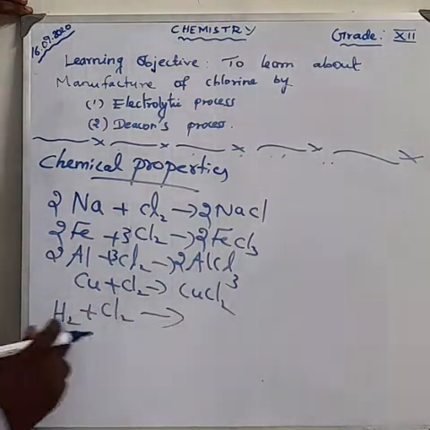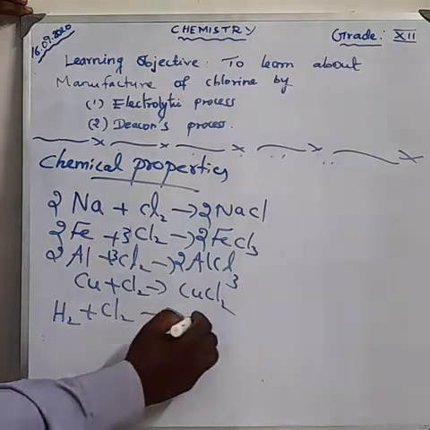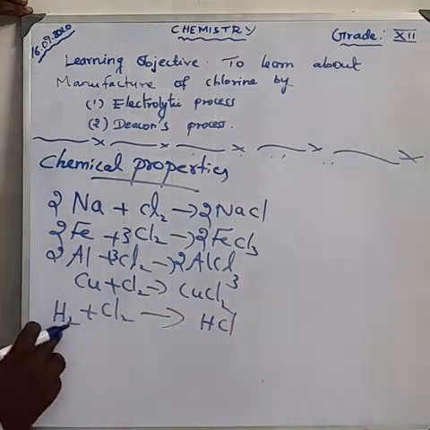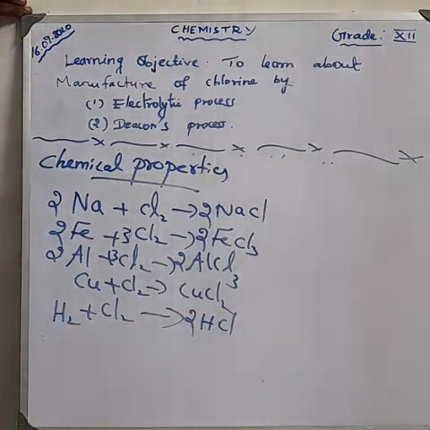One of the important questions: hydrogen combines with chlorine to form HCl. How much hydrogen is there? 2 hydrogen. Here we have the delta H value. Whenever you write this question, you must write the delta H value, the enthalpy value.